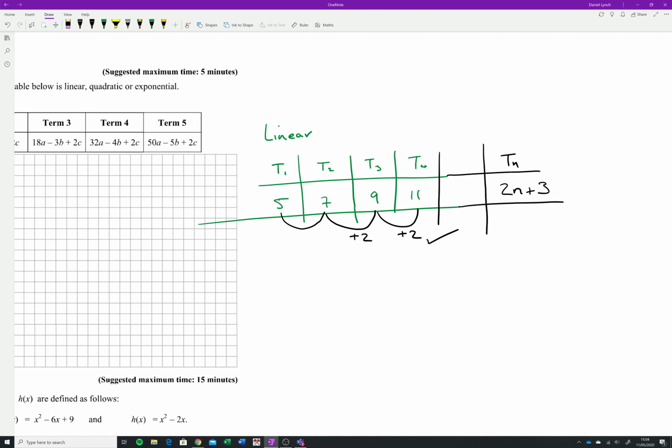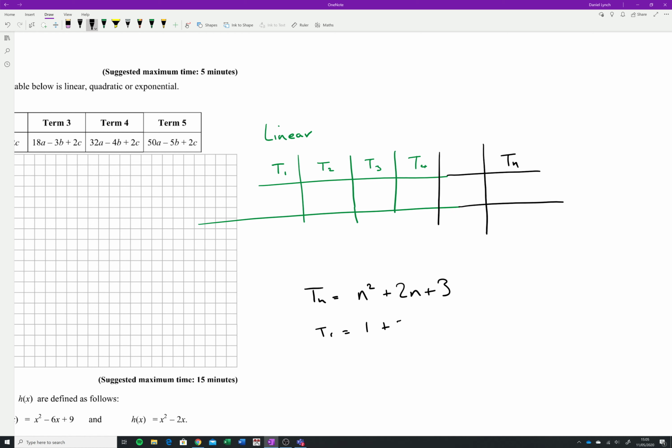What we'll do now is we'll take a quadratic function. With a quadratic function, you can start with anything that you want. In fact, we'll make a quadratic function. So we'll say n squared plus 2n plus 3. So what would t1 be? When you place 1 in there, we'll get 1 plus 2 plus 3, we'll get 6. All good. What will t2 be? So 2 squared, that's 4, plus 2 by 2, 4, plus 3. So this is going to be 11.